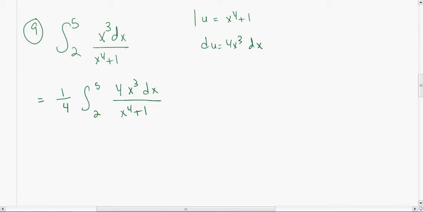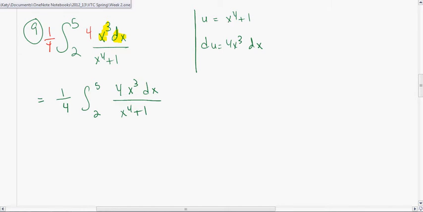So I am choosing my u based on what I can get from my du. If I take the derivative of x to the 4th, I get 4x cubed, and I have most of that already in the numerator. I've got this x cubed. I also have my dx. The piece that I'm missing is the coefficient 4. So I want to multiply that by 4, but to preserve the original value of this integral, I need to multiply the entire integral expression by 1/4. So that's where the 1/4 comes from on the outside.